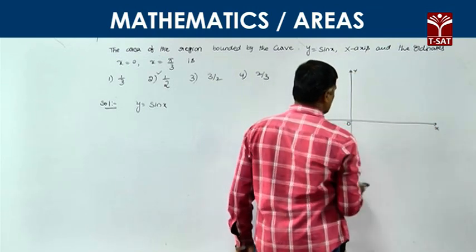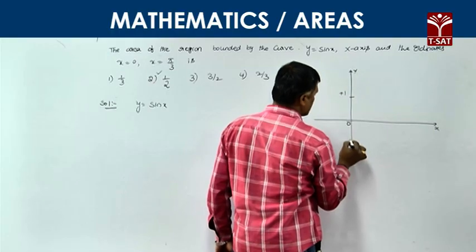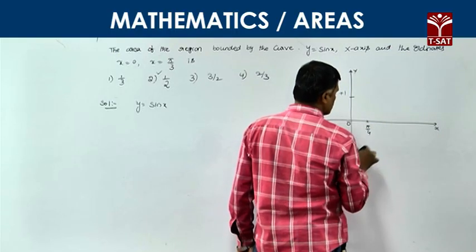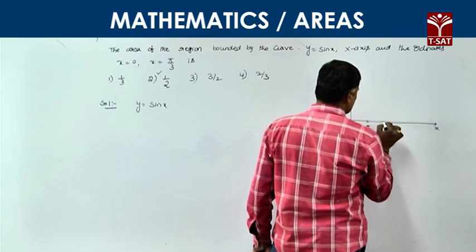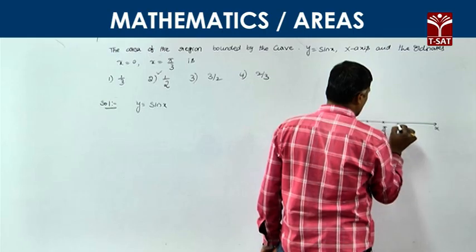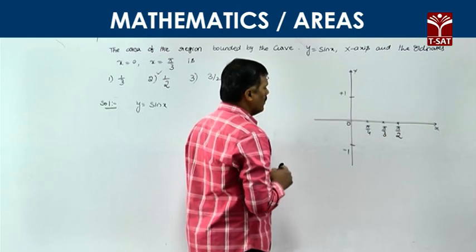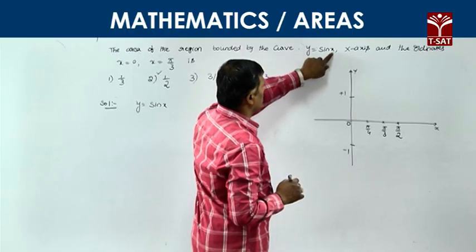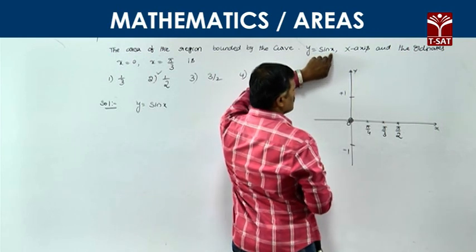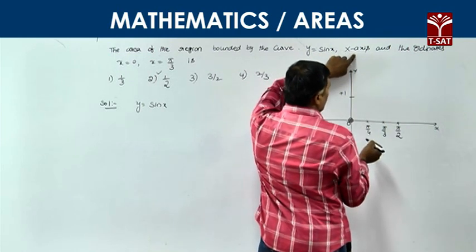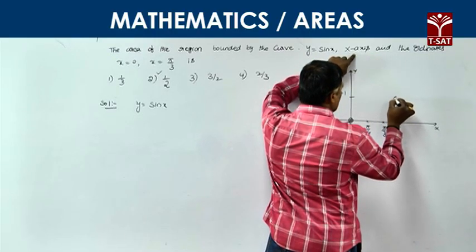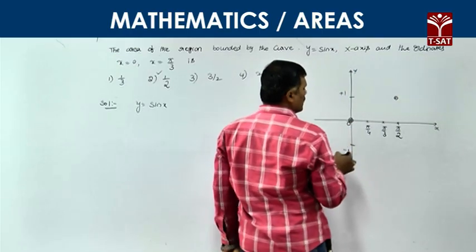X-axis, y-axis. Sin range is +1 to -1, and here 45 degrees is pi by 4, and next pi by 3 is 60 degrees, and pi by 2 is 90 degrees. Now sin 0 degrees is 0, so sin 0 is 0, and next sin pi by 2, which is 90, sin 90 is 1, and draw the graph.